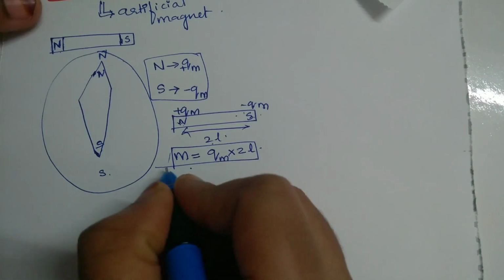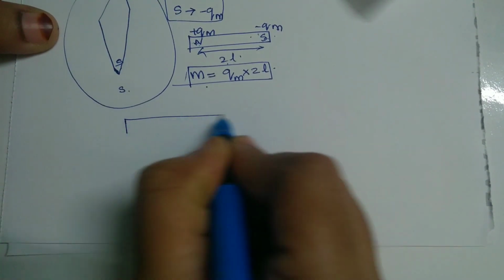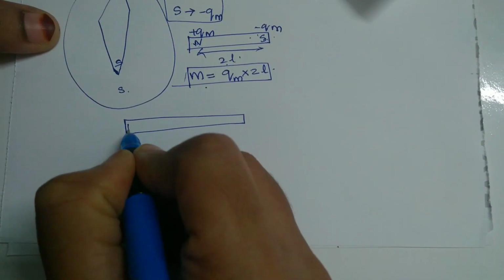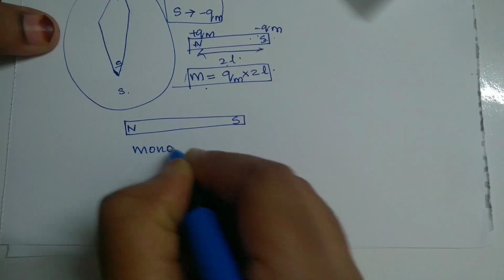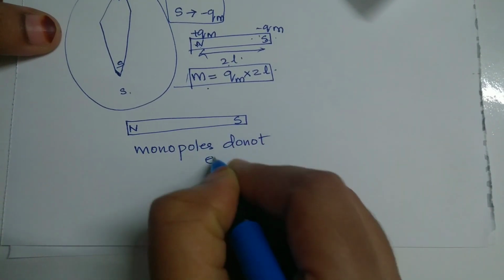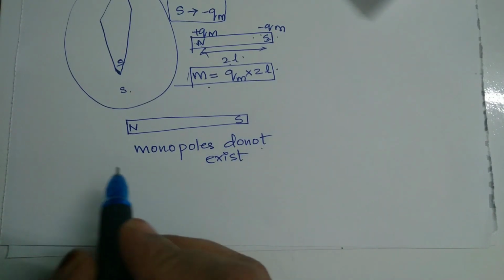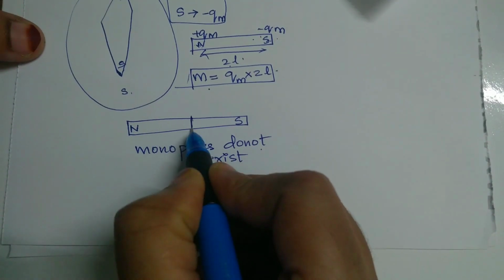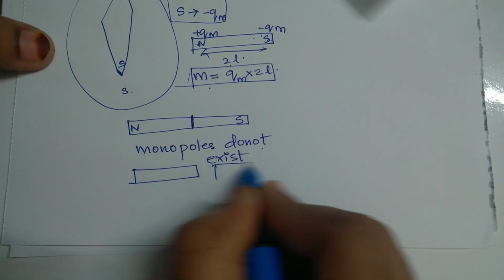Now, there is another very important property of a bar magnet: in a magnet, monopoles do not exist. So we can say the monopoles do not exist. What does it mean? Listen very carefully. Monopole does not exist. It means that whenever you break the magnet into two pieces, you will get this type.